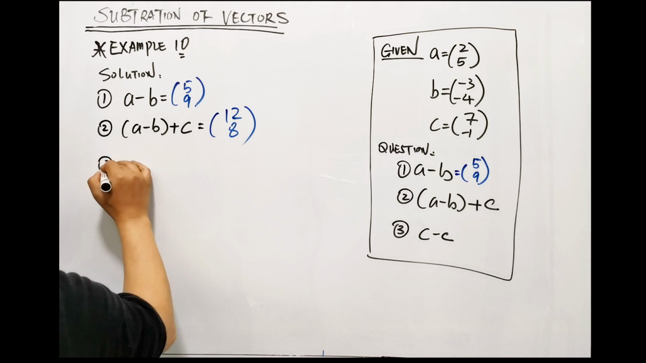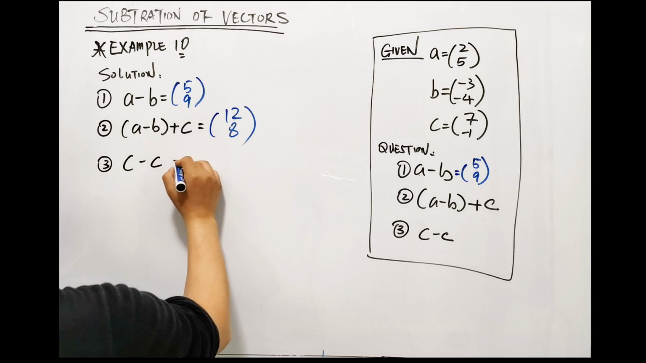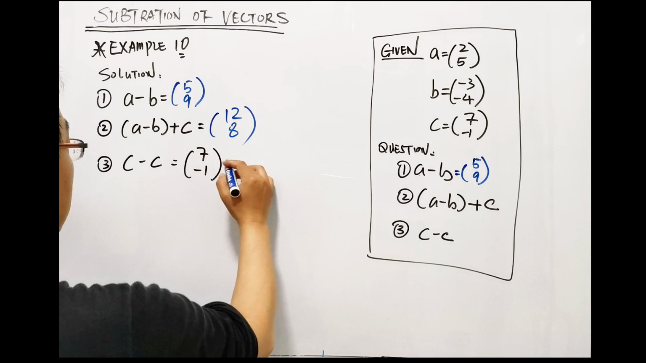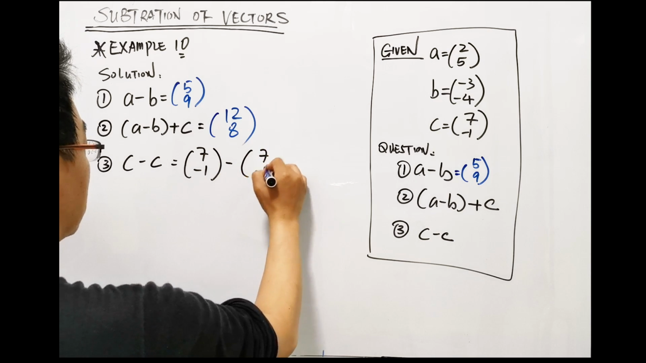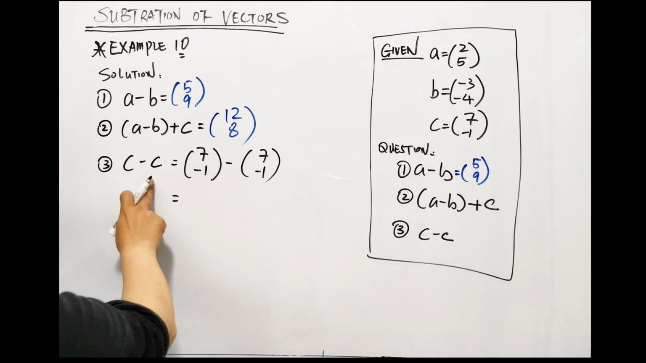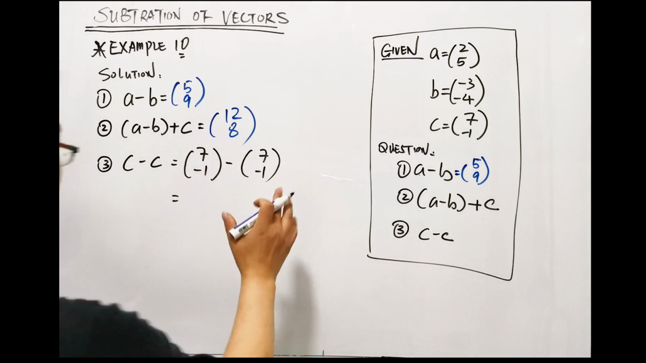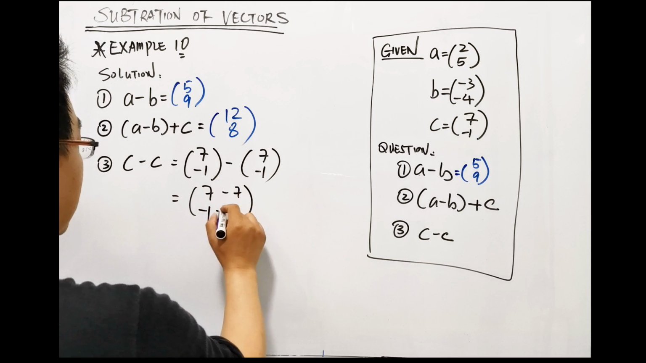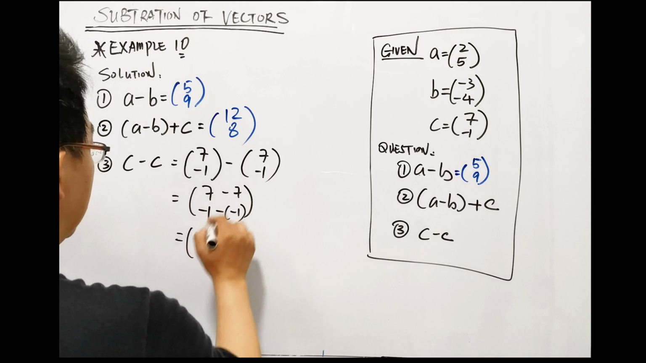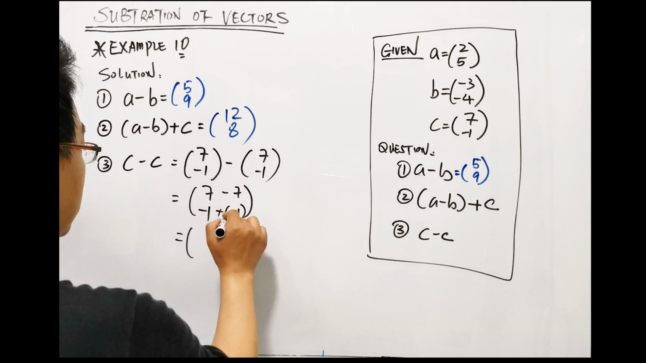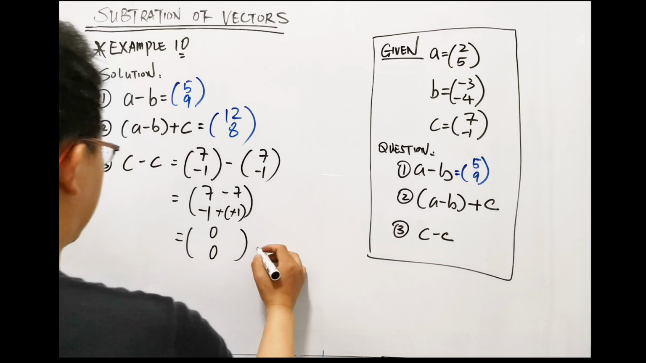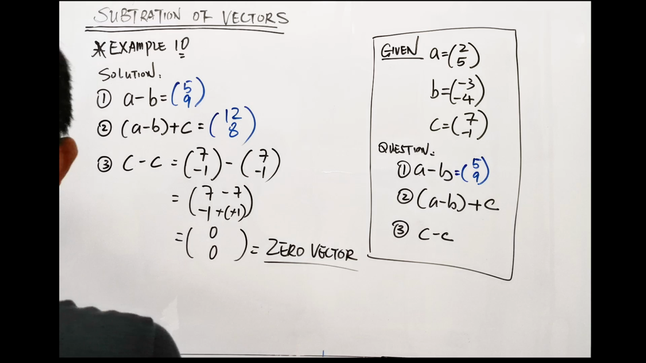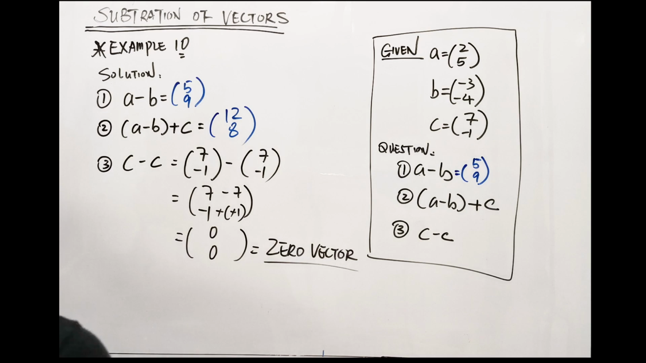Okay, let's continue. Third is C minus C. So what's the C? C is 7, minus 1, minus 7, minus 1. We know that this is a vector minus itself. Straight away we can know the answer is 0, right? But we still do the calculation here. 7 minus 7, 1 minus 1. So from here we see it's 0, and here the signs cancel each other, so it becomes 0. So that is also called the zero vector. So we get the answer 0, 0.